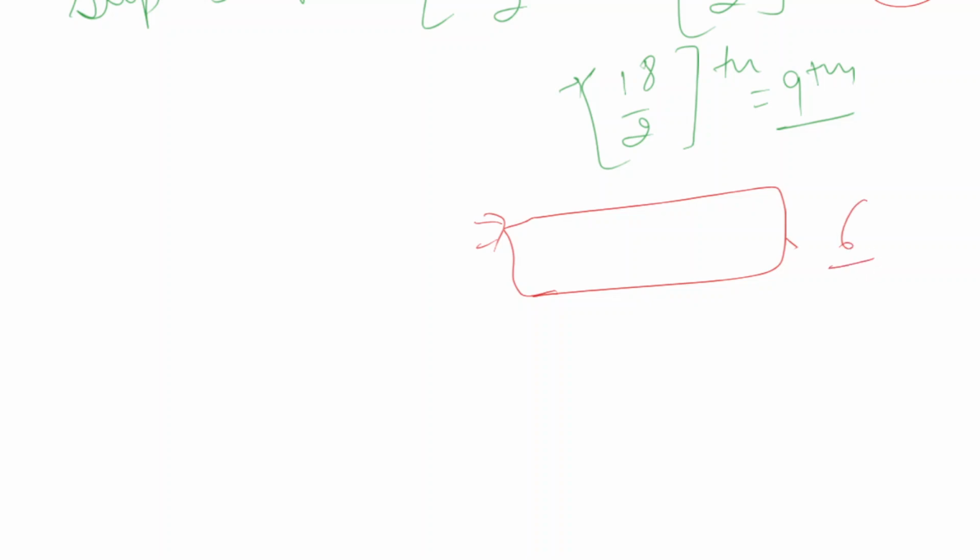6 is the answer. This is the way you will find out according to a discrete value. It will remain the same for odd numbers and even numbers. Let's try to find out for a continuous series, that is, in continuous series.